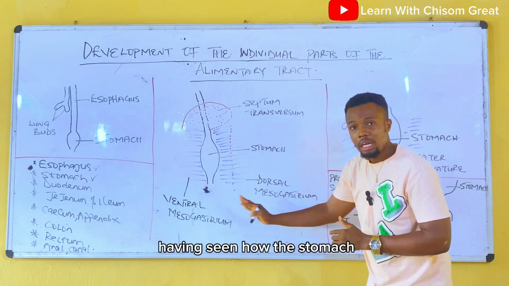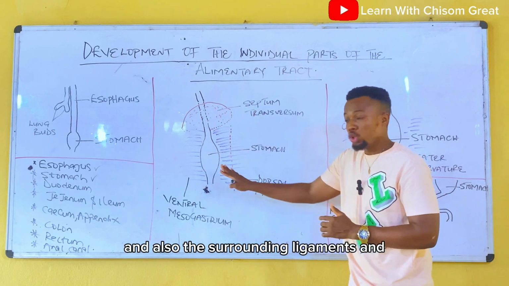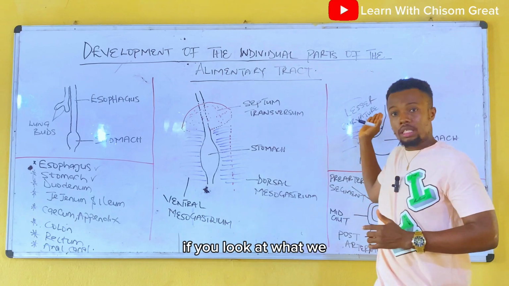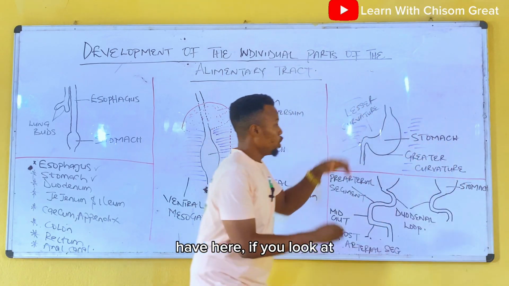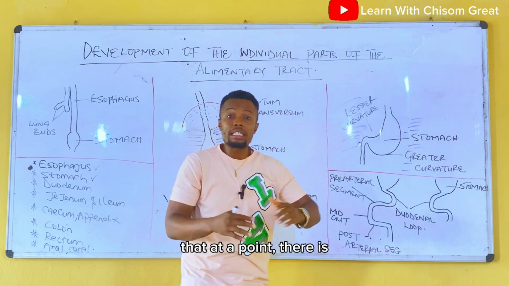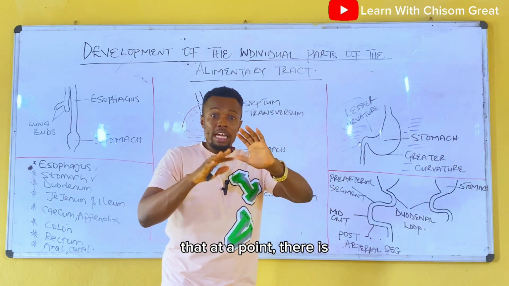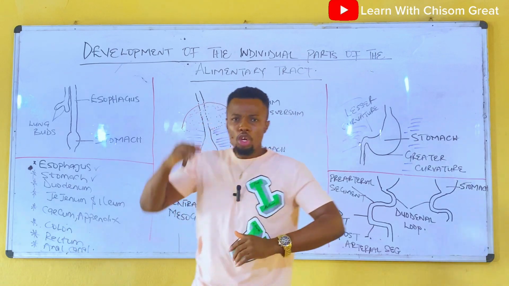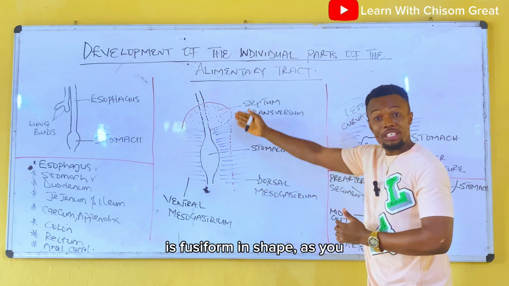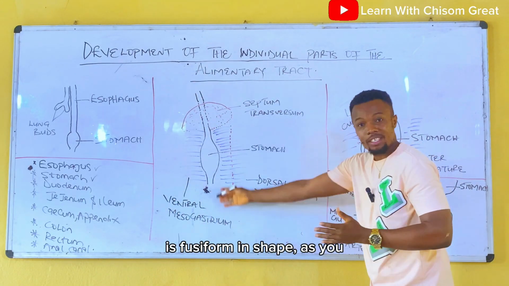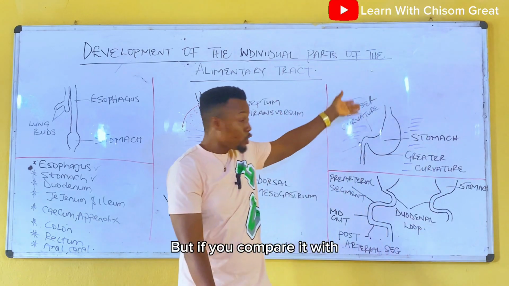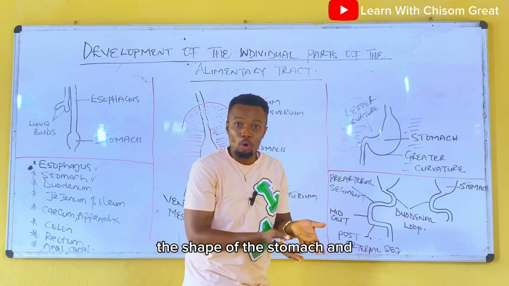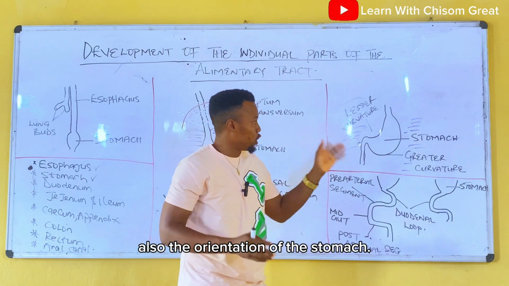So having seen how the stomach, the surrounding ligaments, and the lesser omentum came about, if you look at what we have here, you notice that at a point there is a differential growth in the orientation and the shape of the stomach. You remember that the stomach is fusiform in shape, as you can see here. But if you compare it with what we have here, you notice that there is a change in the shape of the stomach and also the orientation of the stomach.